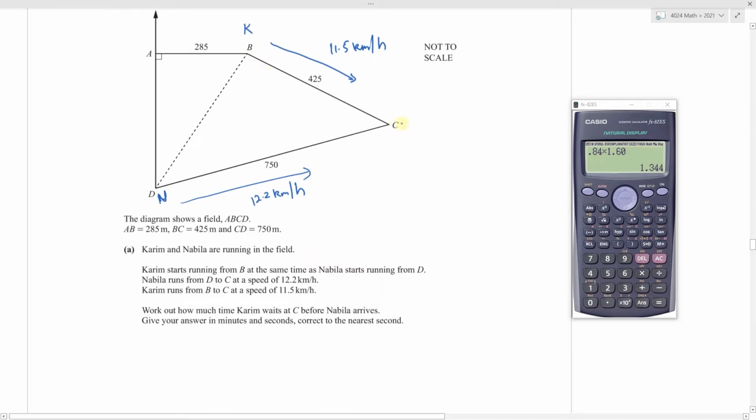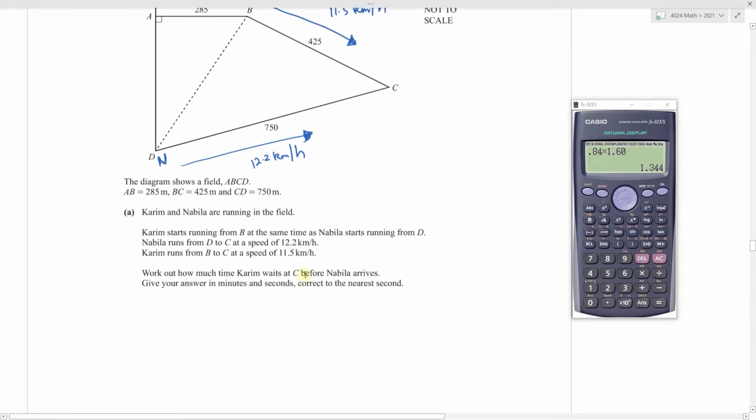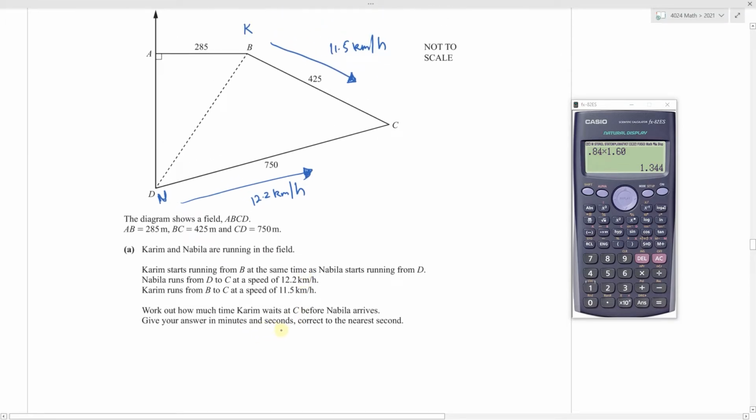So that means Kareem reaches C first and then he waits for some time before Nabila arrives. First we need to calculate how much time each of them takes: how much time Kareem takes running from B to C, and how much time Nabila takes to cover this 750 meters in this direction. Since the distance is given in meters and the answer is required in minutes and seconds, I will convert these speeds into meters per second so that the time I get is in seconds, and then I can easily convert it into minutes and seconds.